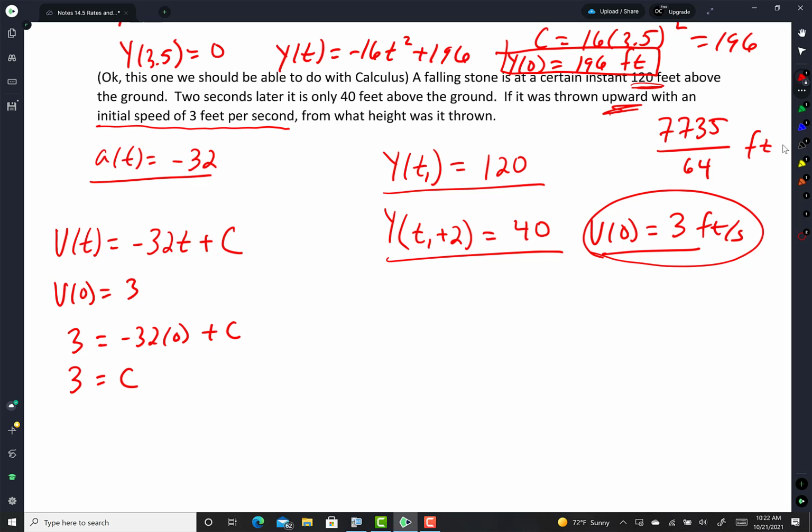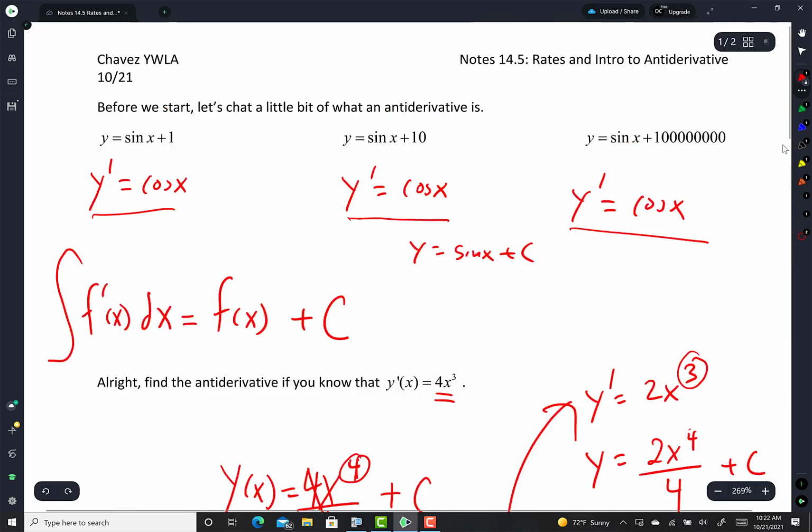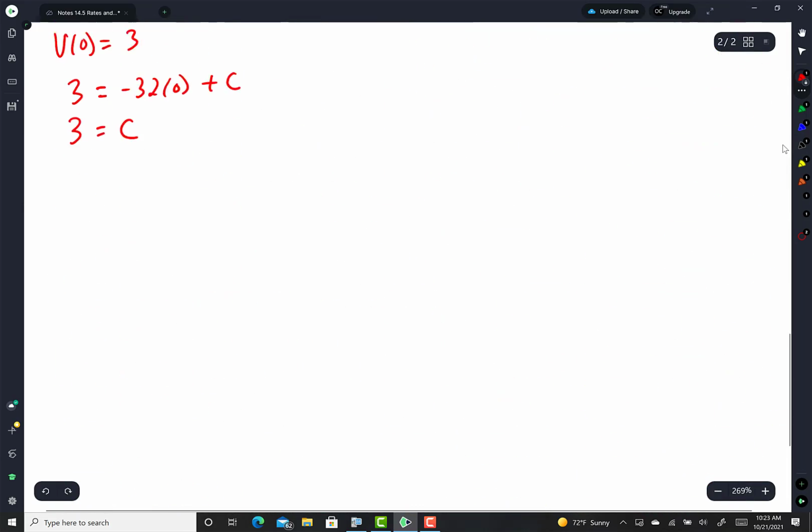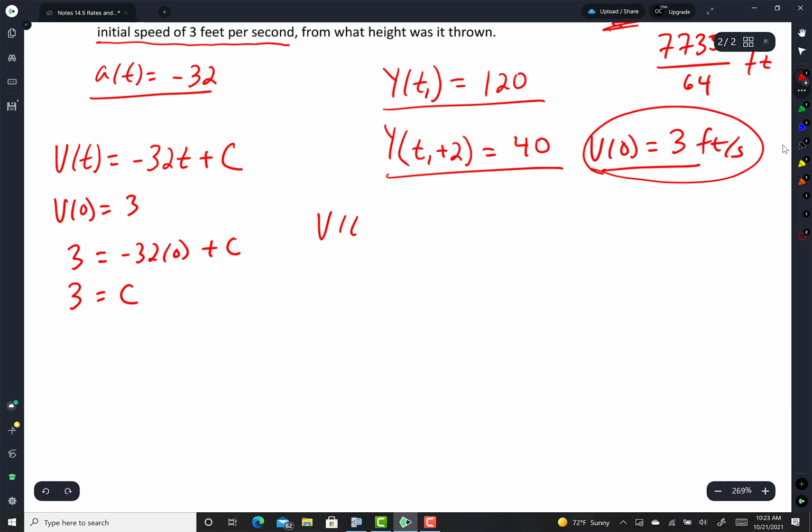What does the c stand for? It's just some constant. No, but like c equals 3, what does that play into? Now I have a new velocity equation. My new velocity equation is v of t equals negative 32t plus 3. And now it works. When I plug in a 0, I get 3.